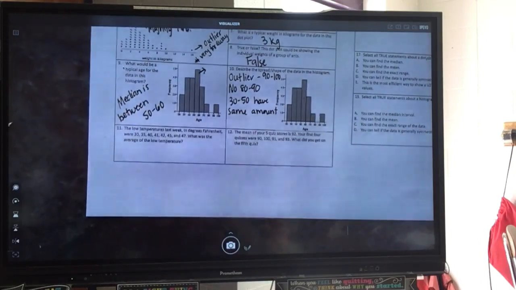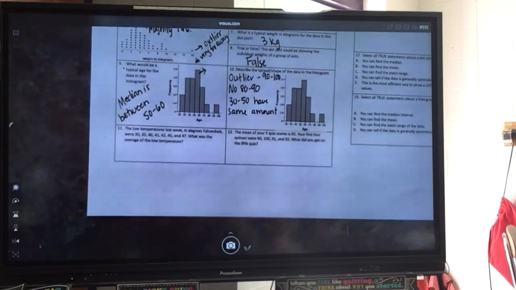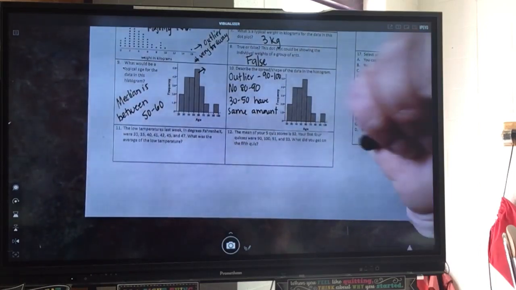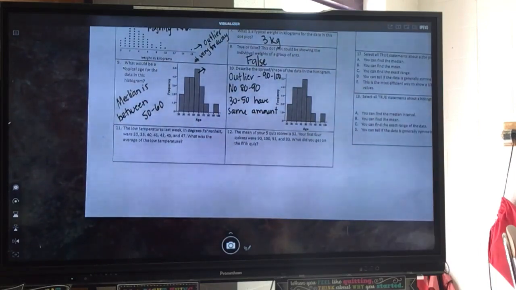Alright, number 11 says, the low temperatures last week in degrees Fahrenheit were 30, 35, 40, 41, 42, 45, 47. What was the average of the low temperatures? Alright, so what do you have to do here to figure this out? I need some new hands.